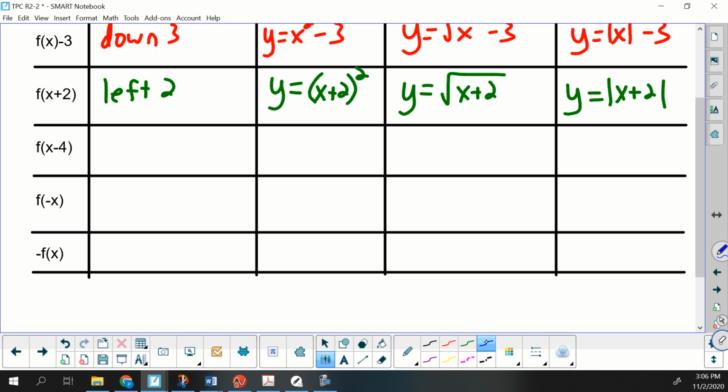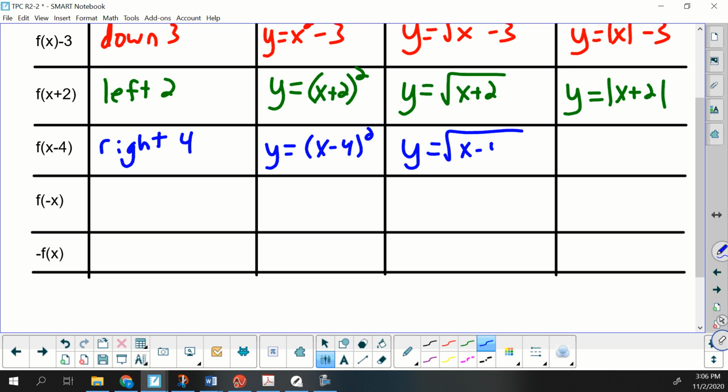The next one's going to be pretty similar. The only difference is if you have a minus, again, it's opposite of what you would think, it goes right 4. So inside the parentheses is opposite of what you would think. Outside the parentheses is exactly what you would think. So these are very similar. We'll have y equals x minus 4 in parentheses all squared. Y equals square root of x minus 4. And then the last one is y equals absolute value of x minus 4.